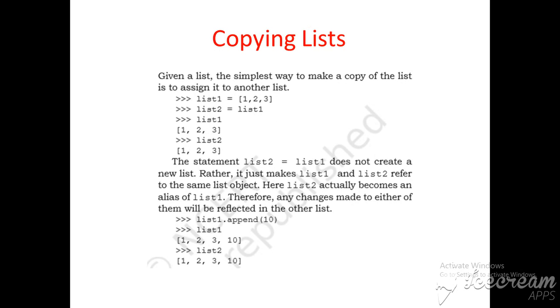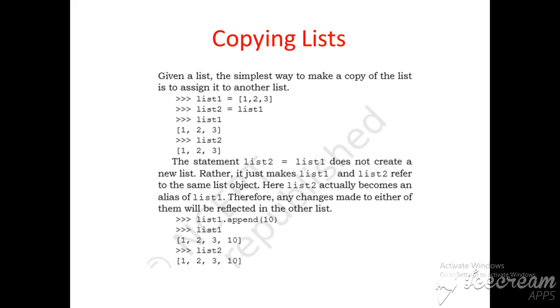Then the next topic is copying a list. How to copy a list? The first, simplest way to make a copy of a list is to assign it to another list. For example, list1 is equal to 1 2 3, list2 is equal to list1. So list1 is assigned to list2.